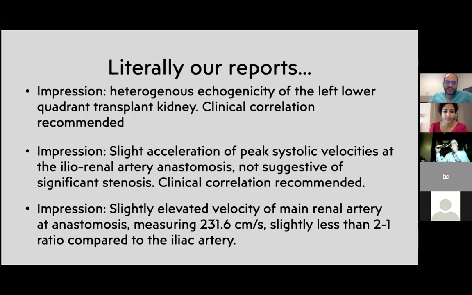Slight acceleration of peak systolic velocities of the iliorenal artery anastomosis, not suggestive of significant stenosis, clinical correlation recommended. Okay. Slightly elevated velocity of main renal artery at anastomosis, measuring 231.6 centimeters per second, slightly less than 2-to-1 ratio compared to the iliac artery. So you can see where the transplant nephrologist was coming from in our reports. Doesn't give any clear direction as to what we're actually looking at, what we think is going on. We're just reiterating some of the findings that are derived from the sonographers.